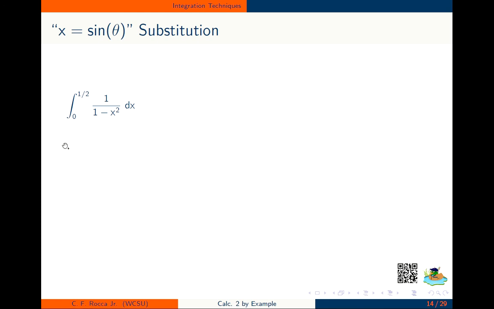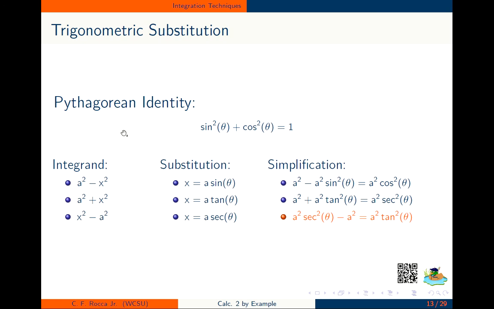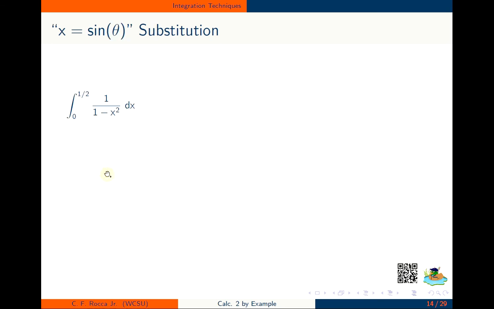So let's look at an example of substitution where I replace x with sine theta. Looking at our integrand, I have 1 minus x squared, which we could think of as 1 squared minus x squared. So this matches the first example that we did, a squared minus x squared, where a equals 1. So I'm going to let x equal sine theta because I'm following the pattern that I outlined on the previous slide. That means that 1 minus x squared is 1 minus sine squared theta. But using the Pythagorean identity, that's cosine squared theta.